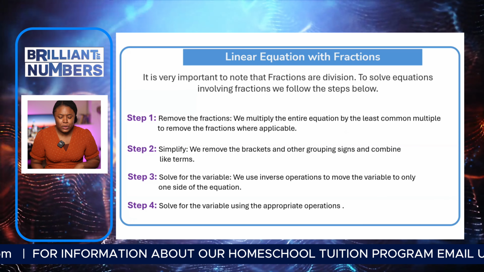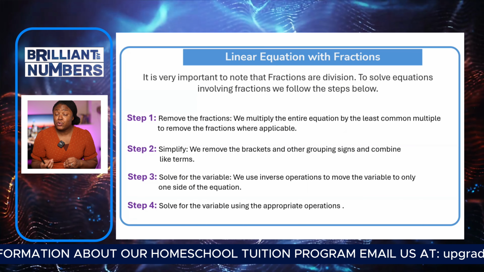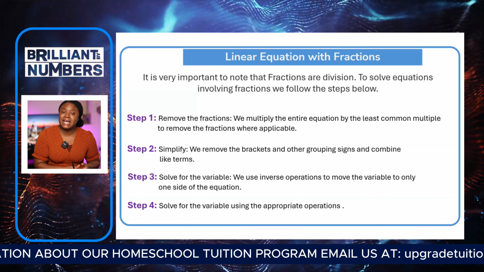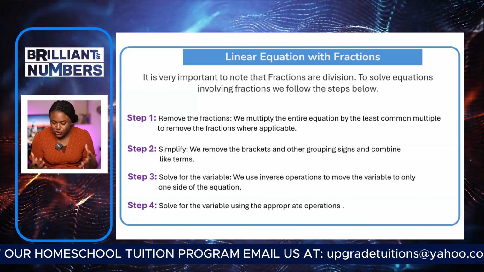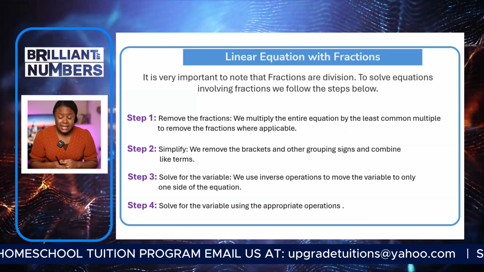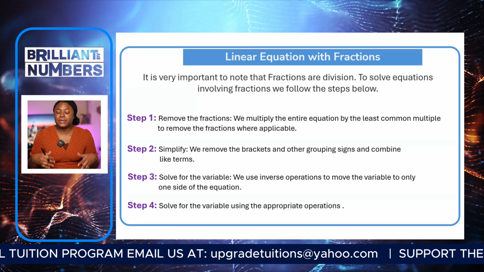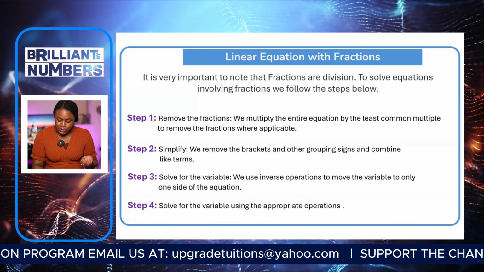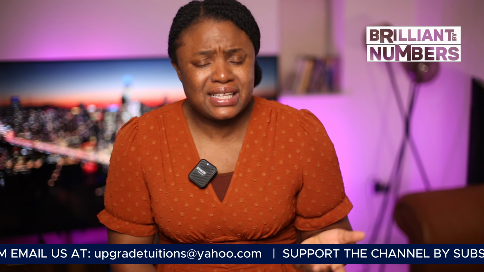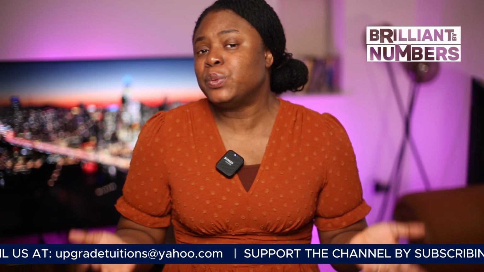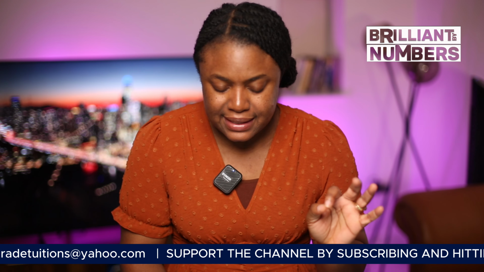Step 3, we solve for the variable using the inverse of operations to move variables to one side of our equation, as you would have seen in section 1 and section 2 of this lesson. Step 4, we solve the variable using appropriate operations. Beautiful. So we basically have all the steps from part 1 and part 2. It's just that now we are given fractions and we will have to apply the lowest common multiple where necessary.